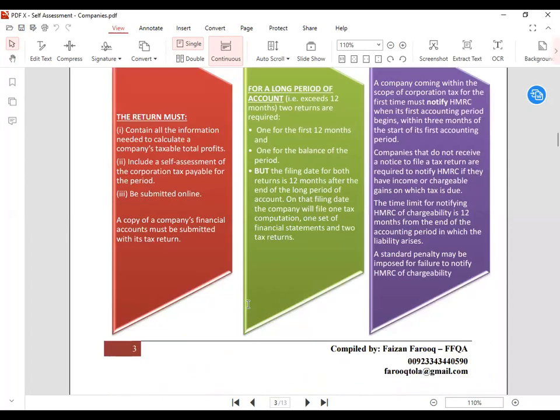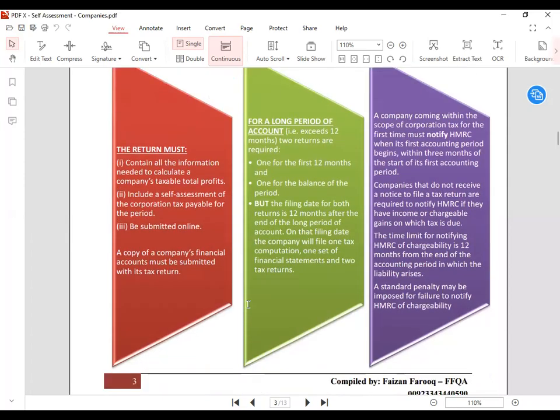The next thing is this green box. This green box is very important. Just now we discussed a company's year end, where you have 12 months. But what about a company which has more than 12 months in its year end? We know this as a long period of account, right? In corporation tax, in part number 4 or part number 5 video, we discussed that one as well in detail.